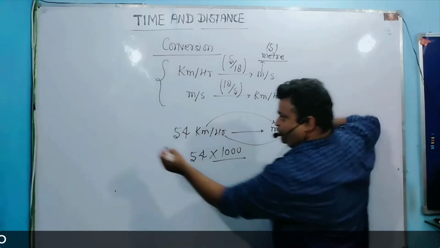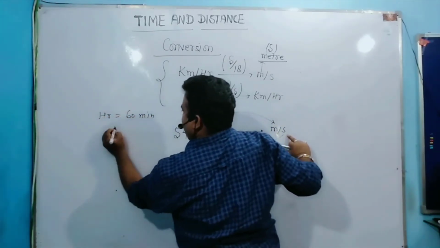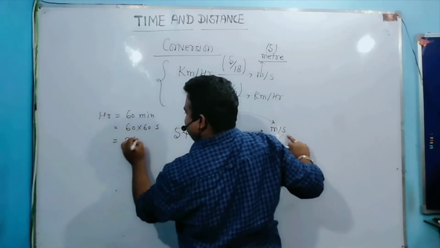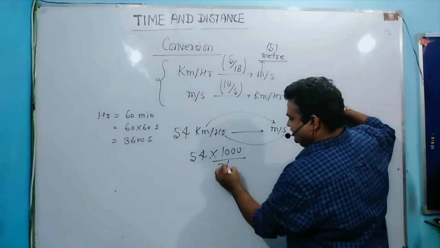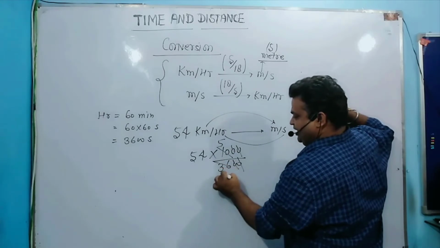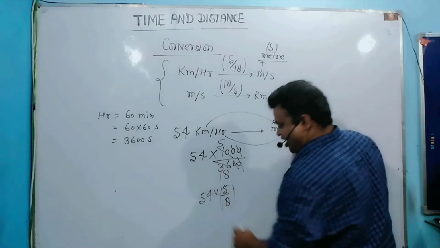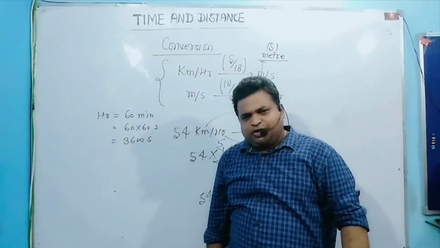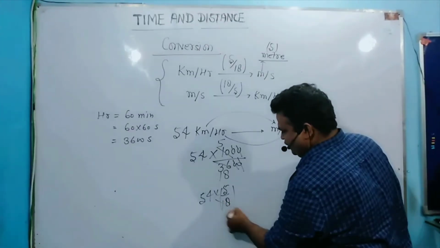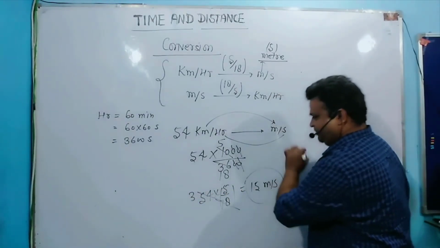So I know 1 hour is equal to how many minutes? 60 minutes. And 1 minute is equal to how many seconds? 60 seconds. So in 1 hour there are 3600 seconds. So I need to divide this value by 3600. This is gone. 2 5s are 10, 5 8s are 40. Now again you will get the same value, 5 by 18. So either you remember it or you multiply and divide the value, you will get the same result, 15 meter per second.